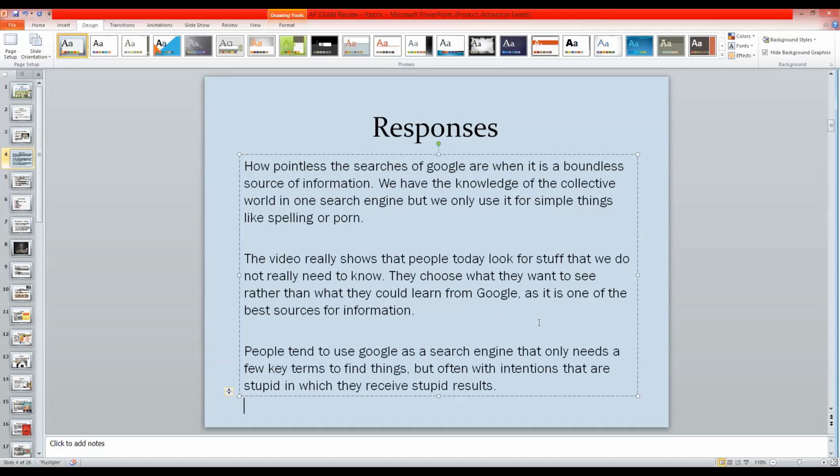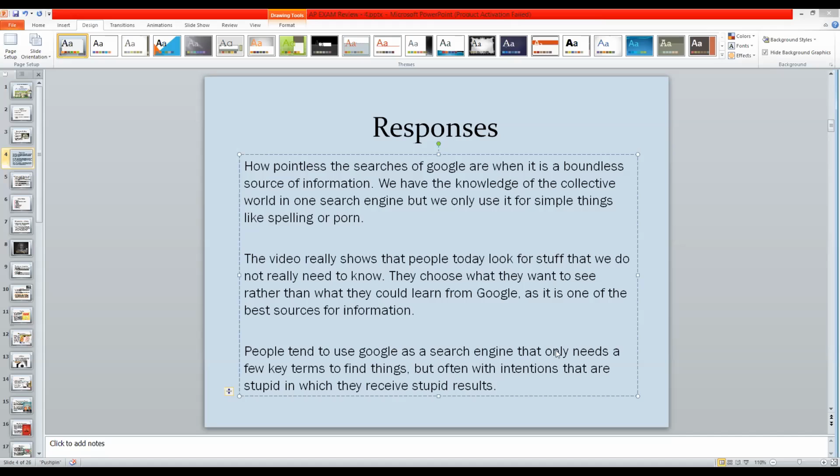Dylan further adds over here: people tend to use Google as a search engine that only needs a few key terms to find things, but often with intentions that are stupid in which they receive stupid results. Good point. So despite the fact that people might be looking up things that they want to, it might show that technology also redirects us to ridiculous results, or our intentions aren't exactly met because of spelling or just broadness or whatever, right?